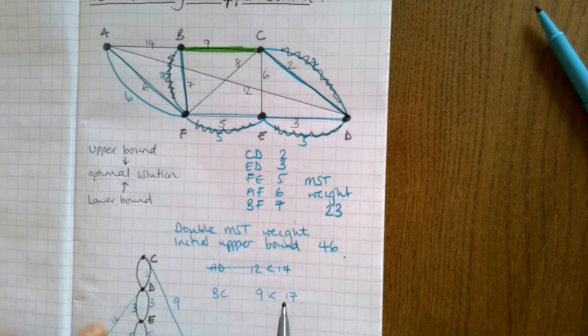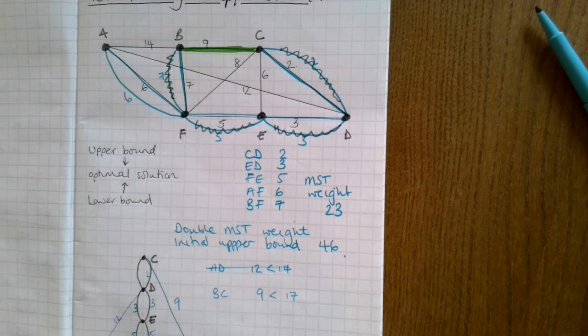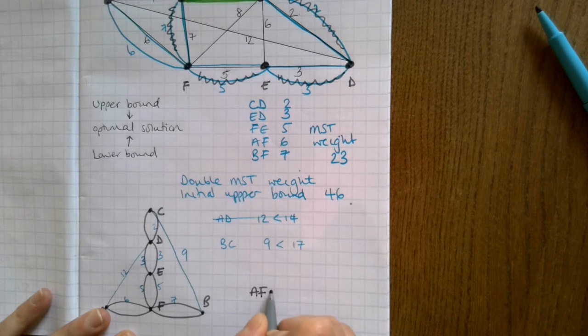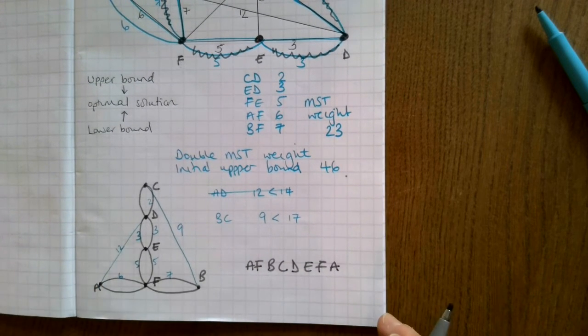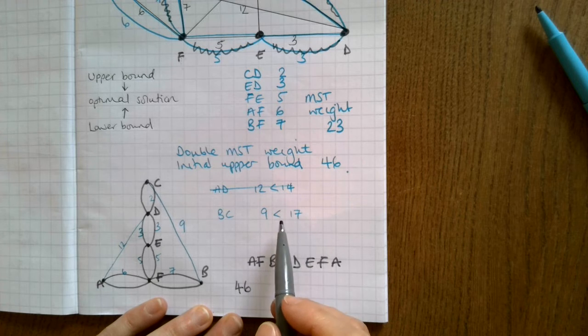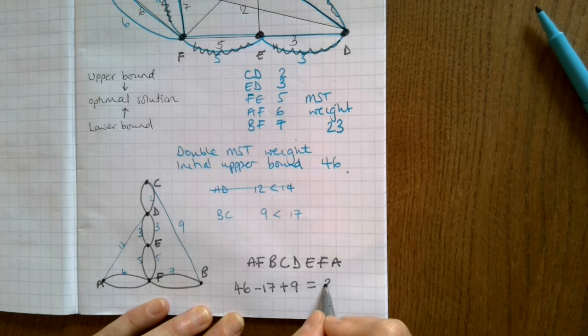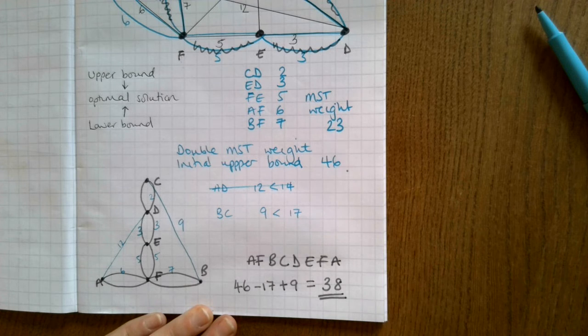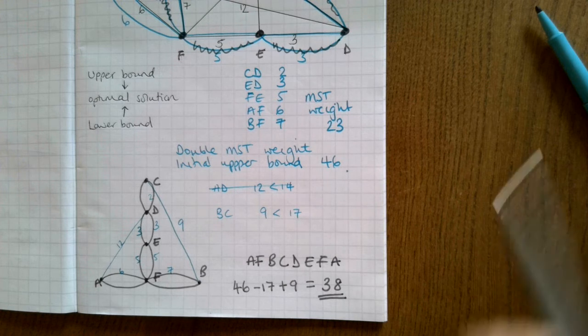Great. So my new possible route could be A, F, B, C, D, E, F, A. My initial upper bound was 46, and we're not using that 17 anymore, but we've changed it to a 9. So the new weight of that is 38. That is called my improved upper bound. It might be that I've missed something, but I've made a good improvement.